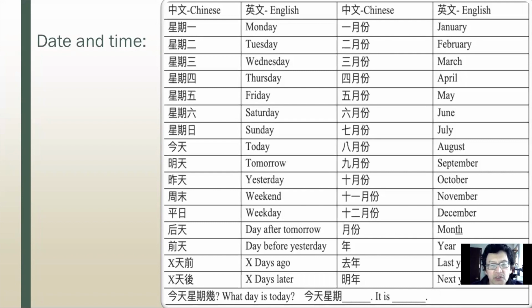Here's a quick quiz. What month is April in Chinese? What month is August in Chinese? November? What about December?